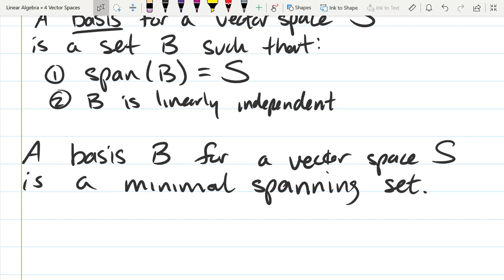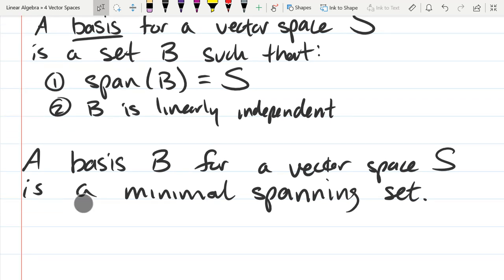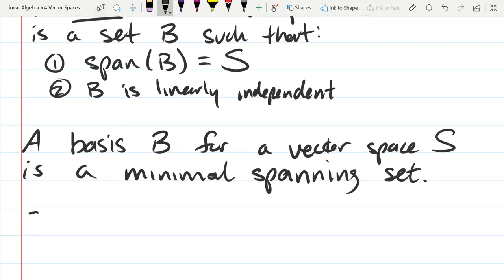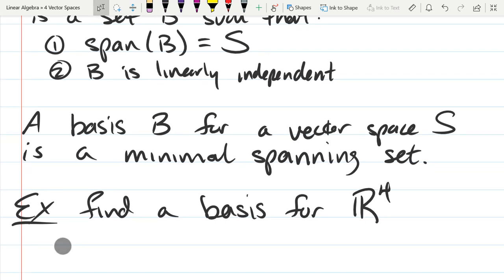So if you know the dimension of your vector space, let's say your dimension is 3, you will need exactly 3 vectors in your basis. Every basis for that space will have 3 vectors in it. There are nice bases and there are not nice bases. So let's look in R4. So we're going to find a basis for R4. How many vectors do you think we will need?